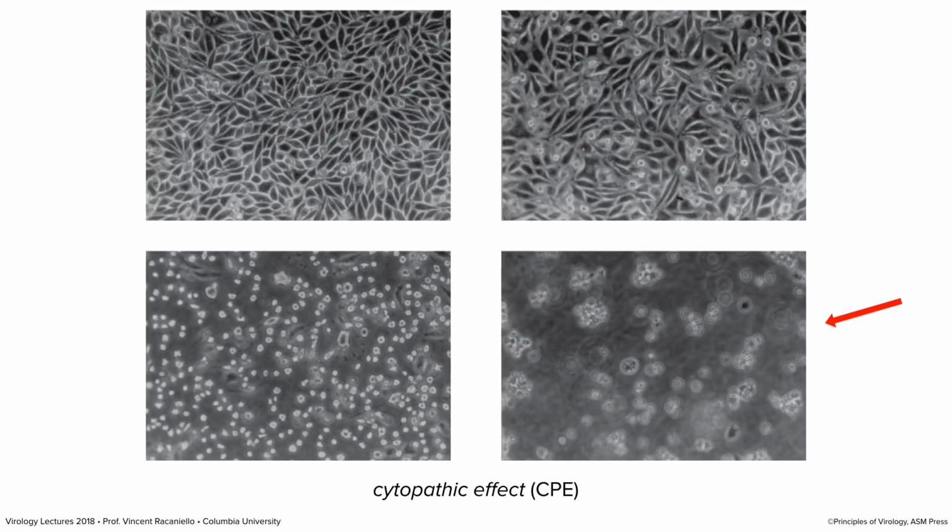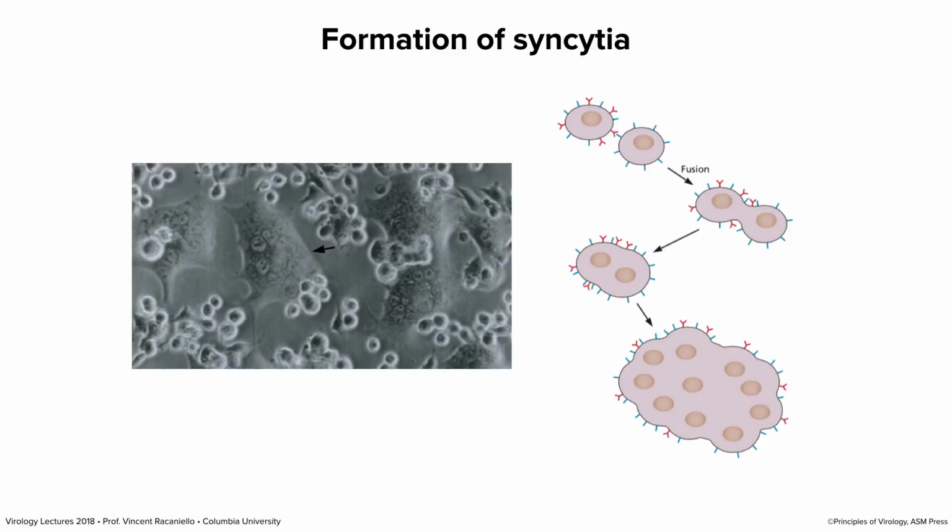And this is called cytopathic effect, or CPE. It's just a way of saying, I've infected these cells, I'm looking at them under a microscope, and I can see changes. And the changes that happen are all different depending on the cell and the virus. This is one kind of change, rounding up, detachment from the plastic, and dying, the cells dying, but there are many others as well. Another kind of cytopathic effect is when cells fuse.